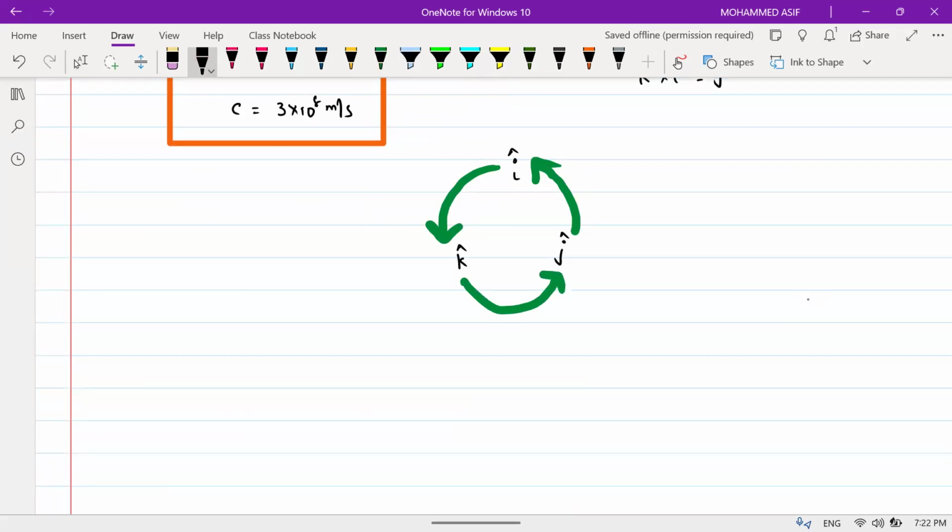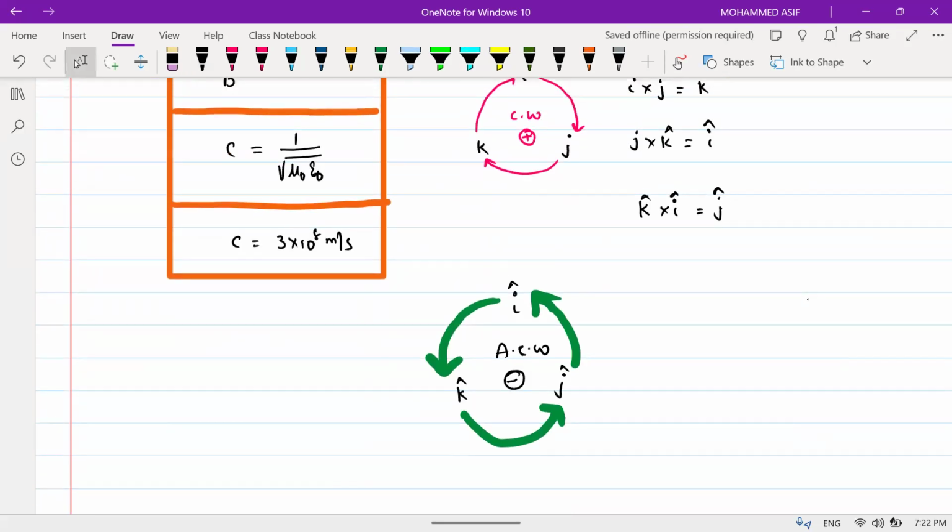Okay, now tell me. If I'm writing this relation right now, beta, I cap cross K cap, so this one is right now for me anti-clockwise. In anti-clockwise, we take it as negative. So in this one, if I'm writing this relation here right now, give me the answer.